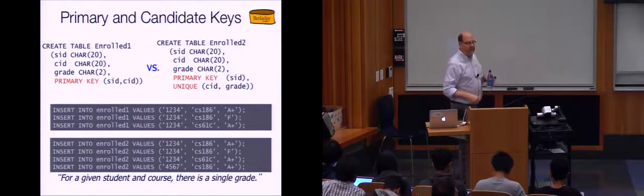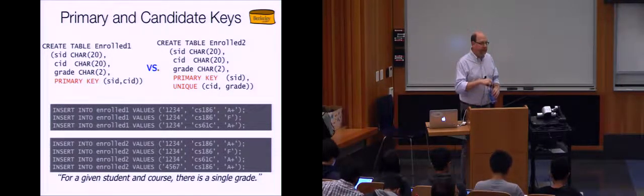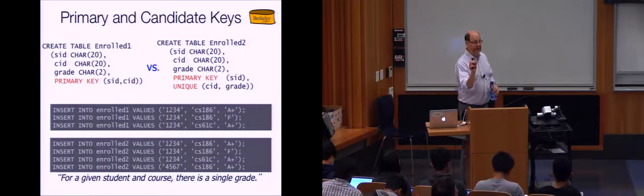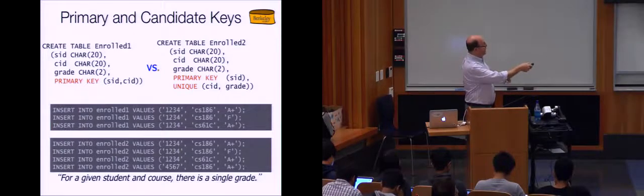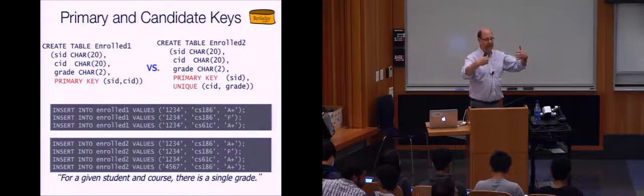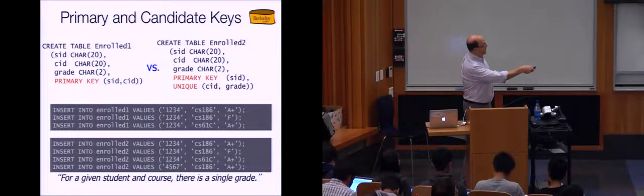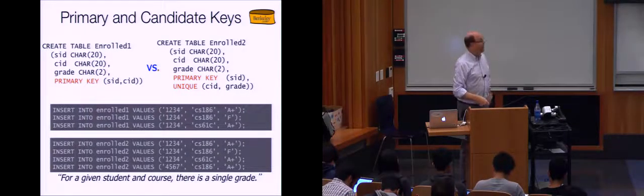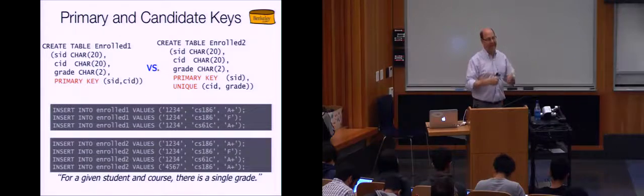Yeah, please. So that statement saying unique on CID and grade: are CID and grade independently unique? No, the combination of them is unique. That uniqueness constraint says the combination of CID and grade has to be unique. But you can have multiple records with the same CID as long as they have different grades, and you can have multiple records with the same grade as long as they have different CIDs, but it's that combination. It's that whole set.